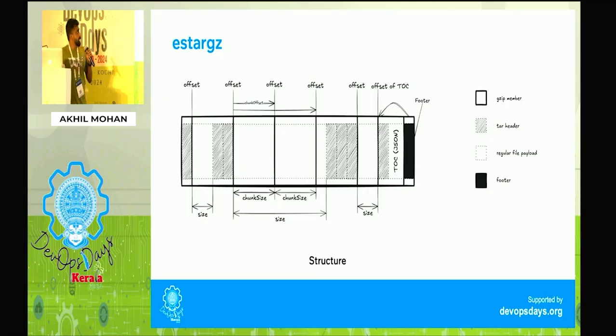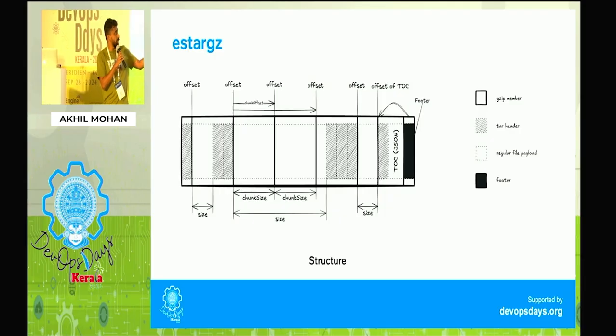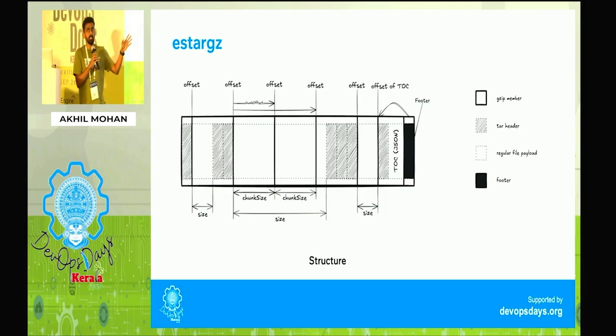So now let's get into estargz. estargz is basically the extended version of stargz. This is the structure of the stargz blob. The only part you have to be concerned about is the TOC, which is the table of contents. The TOC helps with indexing and seeking inside a blob.